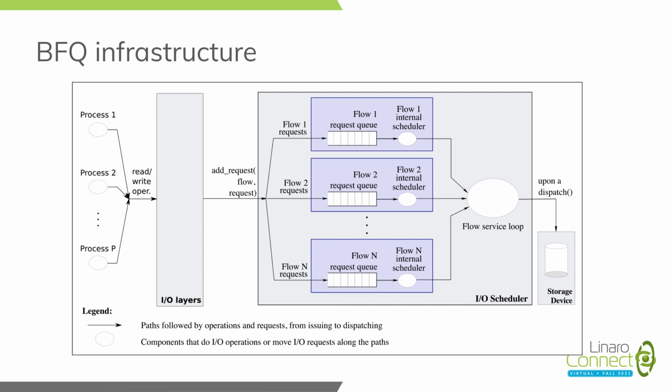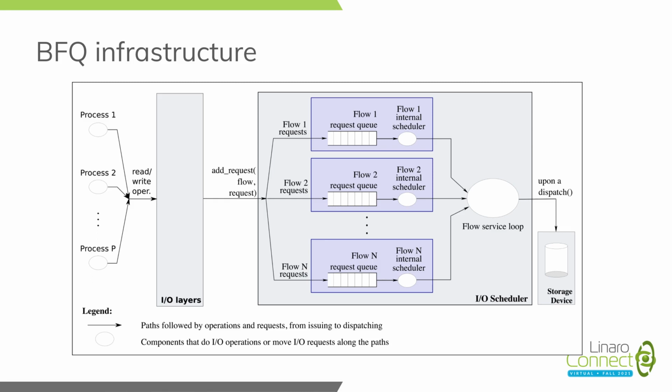It divides it into separate flows of I/O, and it queues the requests for each flow in a separate, dedicated request queue. The requests inside each queue are then scheduled by a per-queue scheduler, and usually the order in which these requests are extracted from these queues is the typical elevator order. So they are extracted in such a way that the number of seeks of the drive is minimized.